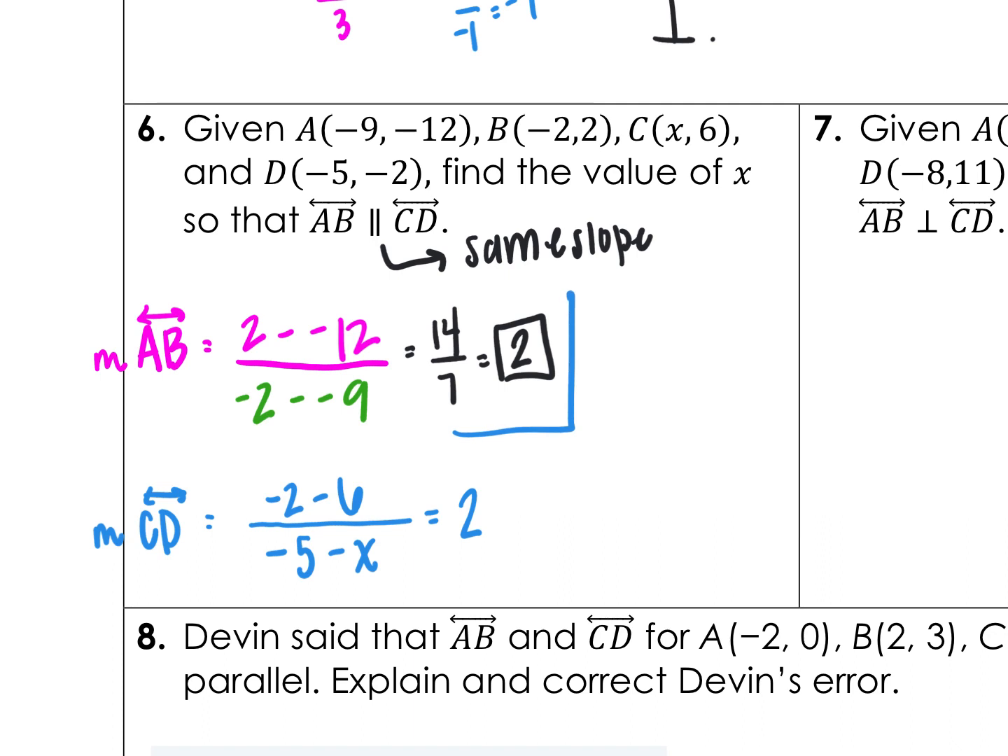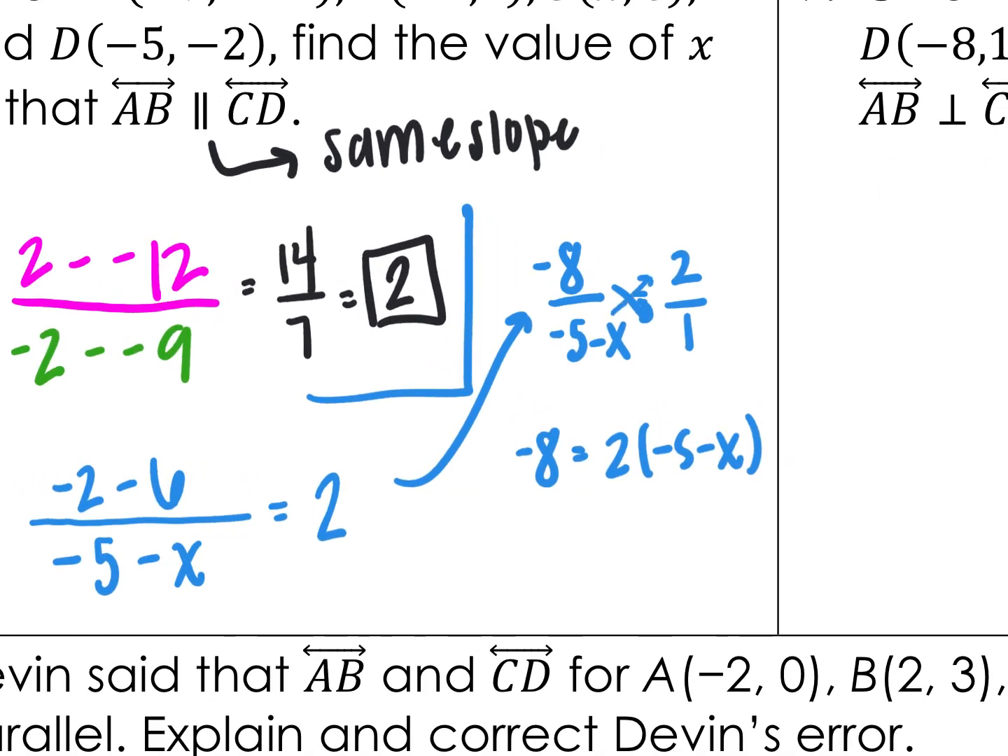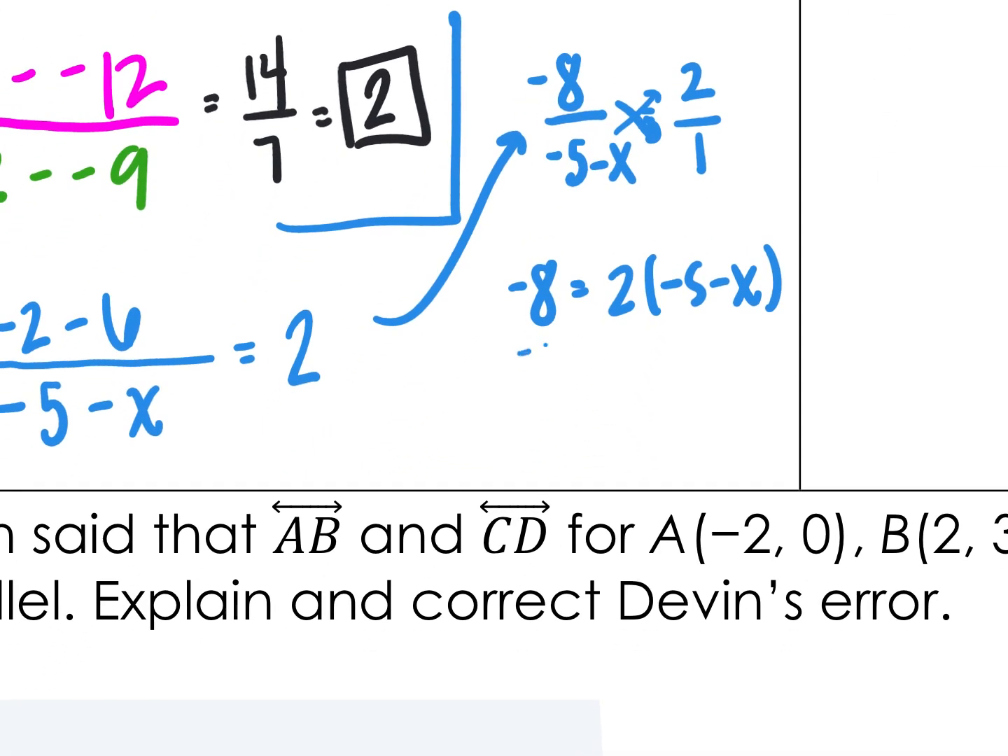Block this off. -2 minus 6 gives us -8 over -5 minus x equals 2. Imagine that this 2 is sitting over 1, and we can just simply cross multiply. -8 times 1 is -8. 2 times -5 minus x. I'm going to wrap that -5 minus x in parentheses so I can distribute it. So I'm just cross multiplying here to solve for x. So we'd have -8 equals -10 minus 2x. We'd get 2x equals -10 plus 8, -2. So we should get that x is equal to -1.